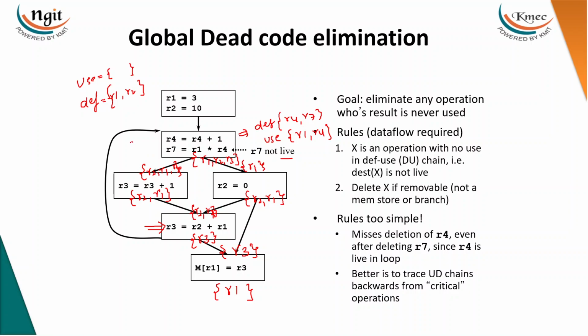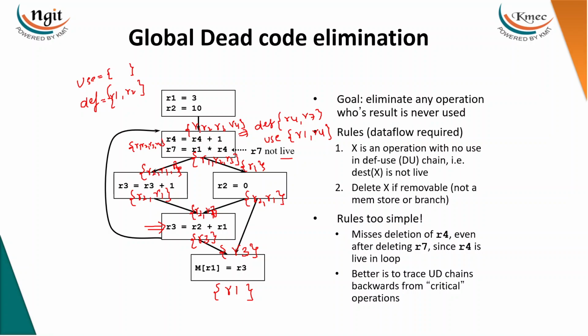In the same way you can find the live variables before these two statements. R7 is not here, right? Then you can take R1, R2, R3 and R4 also. And here R4 is defined, so don't take it. Then you can take R1, R2, R3. But again R4 is on the right hand side, then you have to take it.